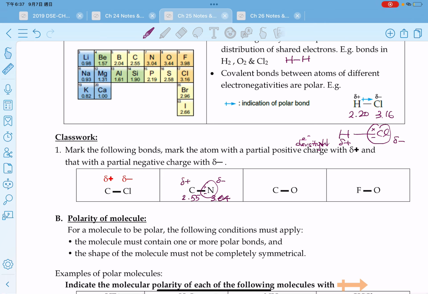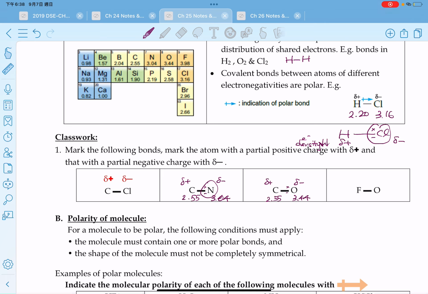Another example, which is carbon and oxygen. You can see the values above. Carbon is 2.55, oxygen is 3.44. Oxygen has a higher value. As a result, electron is most likely to stay near the oxygen because oxygen has a higher power to attract the bonding electron. As a result, it bears a delta negative charge because electrons bear negative, while carbon has already lost the negative electrons and they stay near the oxygen. As a result, carbon is delta positive.